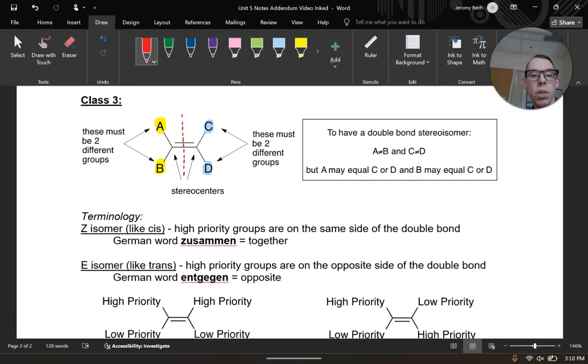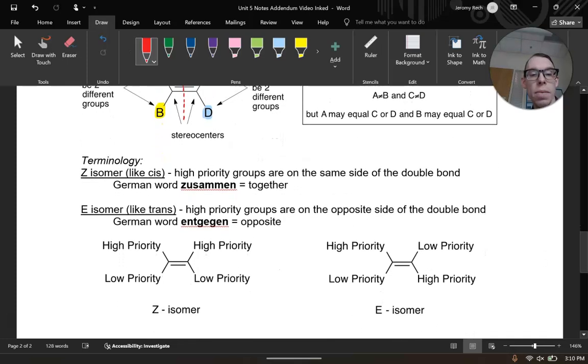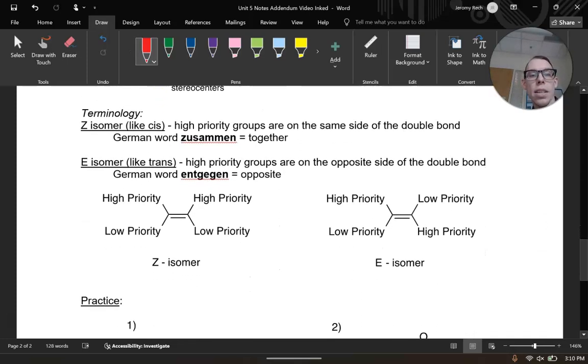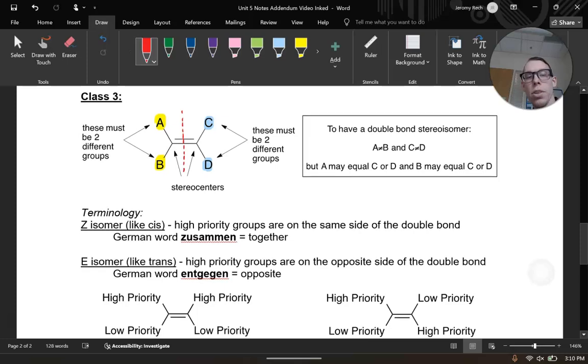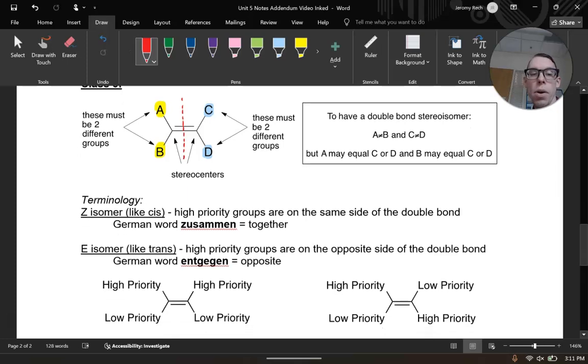Now, the descriptions for our E and Z come from the German words entgegen and zusammen. Zusammen means together, and entgegen means opposite, and that's going to be a description of where your highest priority group goes. As we highlighted, your C and D are both in blue. When we think about priority, we're going to use our CIP rules, the Cahn-Ingold-Prelog rules, same as we did with R and S, and we're going to rank what C is and what D is and compare those. Whichever one has higher priority is the one we're going to consider for our arrangement.